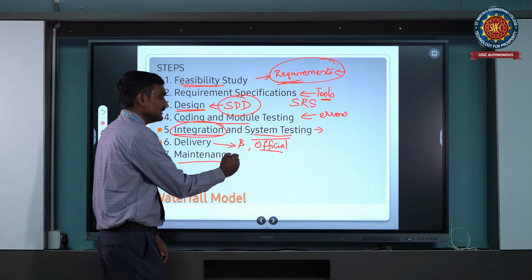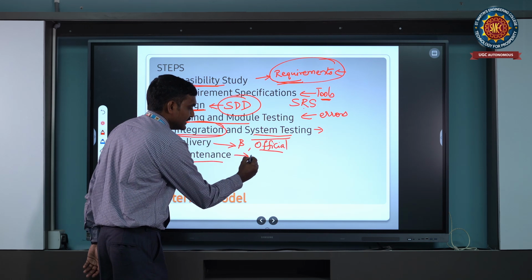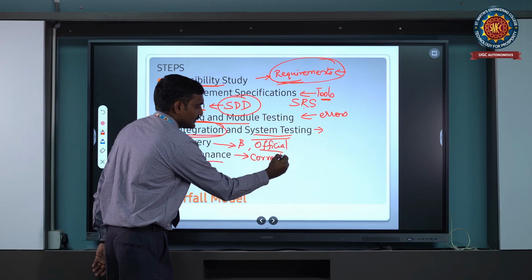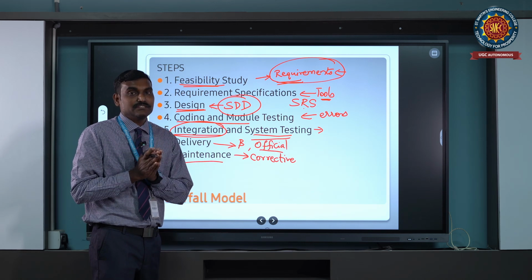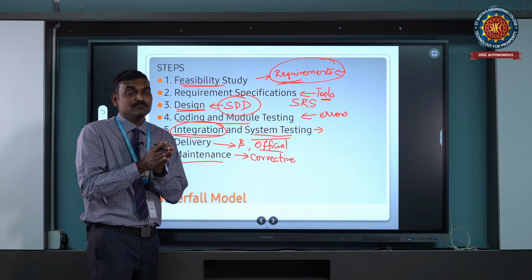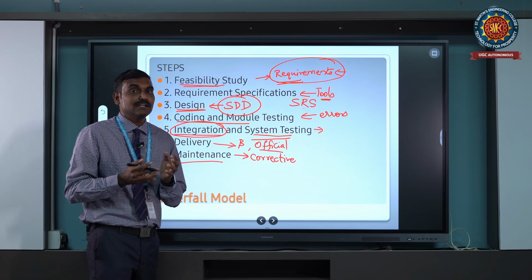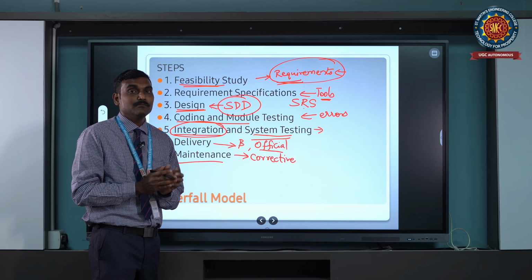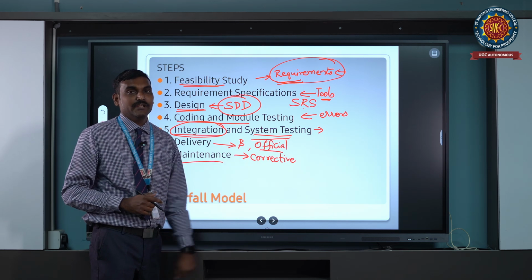In maintenance, there are 3 different types. One is corrective maintenance. In corrective maintenance, the errors and bugs are checked. For example, the consumer says there are some bugs in the application you developed. Immediately the software development company will note that and try to correct those errors. That is called corrective maintenance.